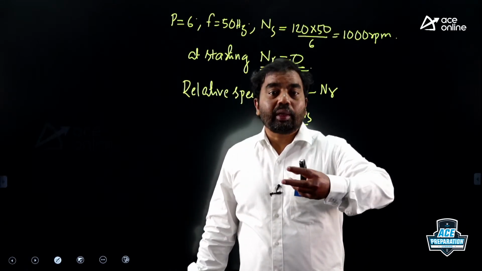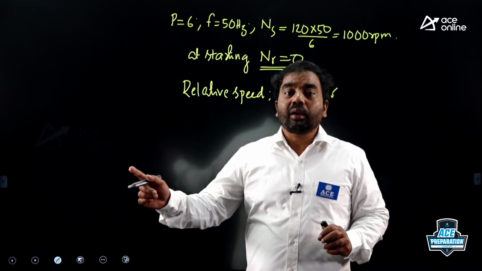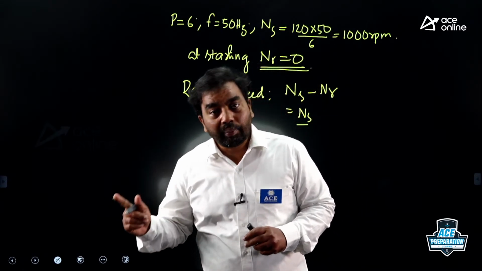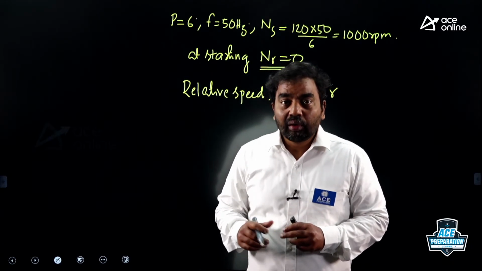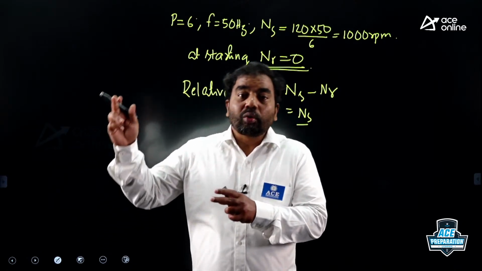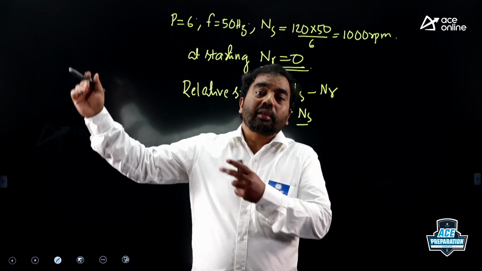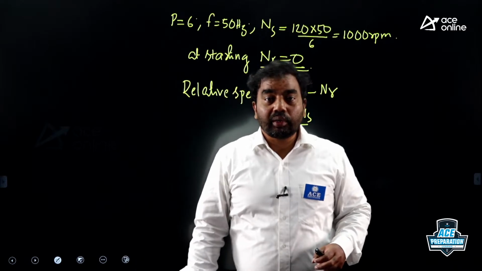So in two ways we can explain. What is the first way? At starting, Nr is equal to 0, slip is equal to 1, the load impedance R2 into (1/S minus 1) is not there in the rotor circuit. As a result, the overall rotor impedance is less, the rotor currents are high, the stator currents are high, the ohmic losses in both the windings will be high, the temperatures will be high, and the windings will get damaged.